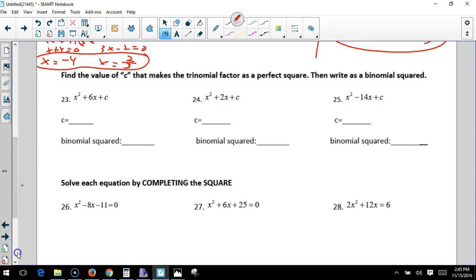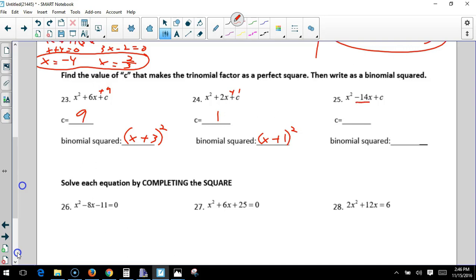Find the value of C that makes the trinomial factors perfect square. Well, here's the cheat I taught you. So take half of 6 plus 3. Okay? Now, that's the number we're going to square to get C. We would add to both sides. And then the binomial is just finish it off, do this, boom, you're done. Okay? Half of 2. 1 squared is 1. We would add 1 to both sides. Finish it off. That's it.